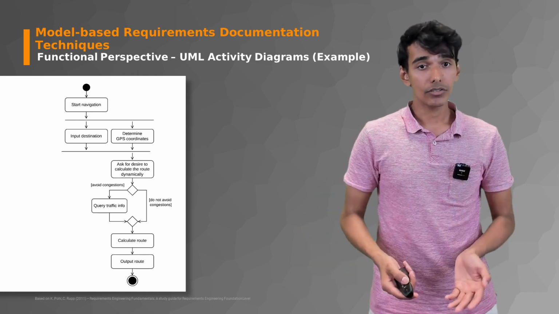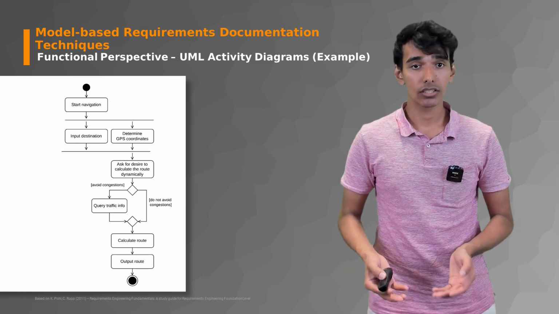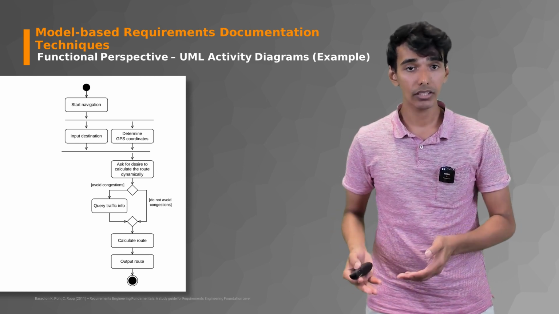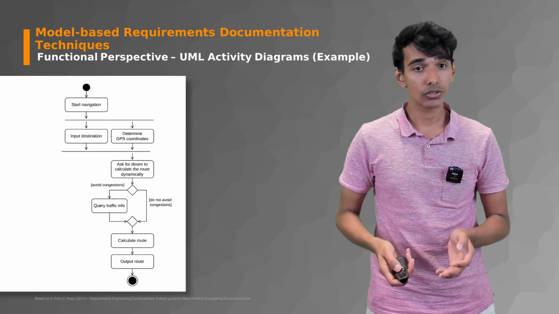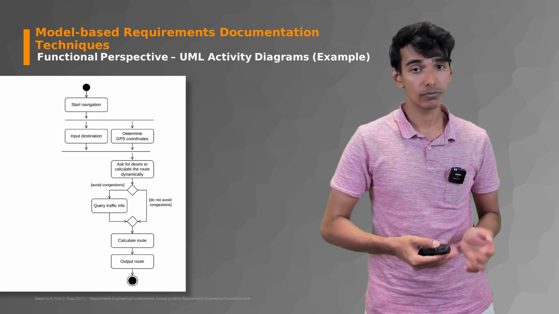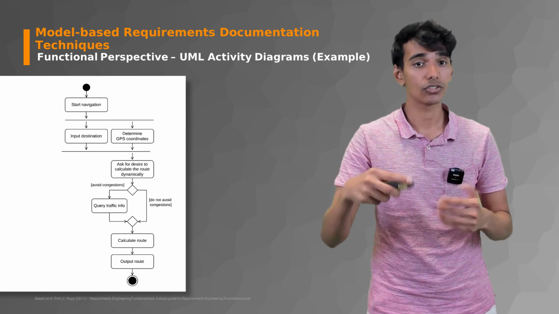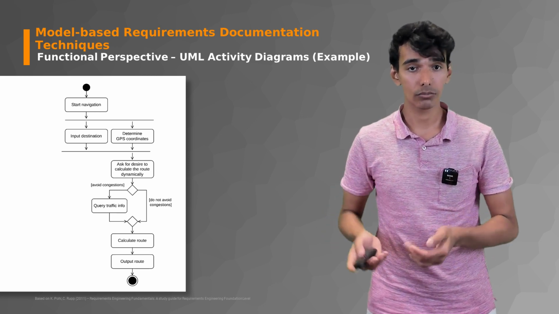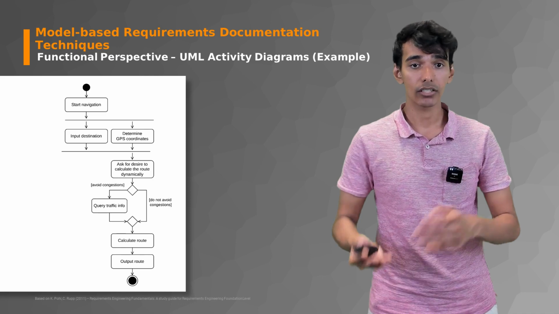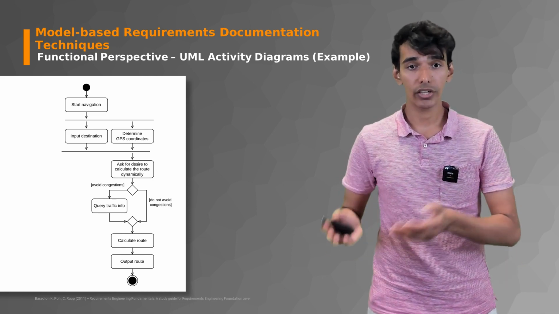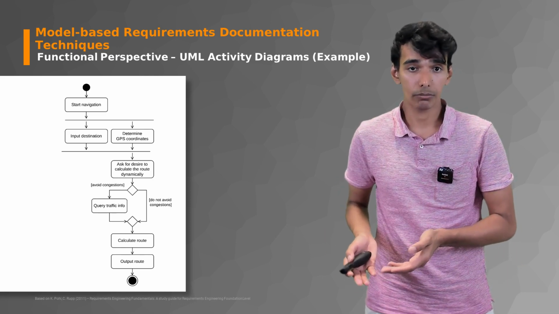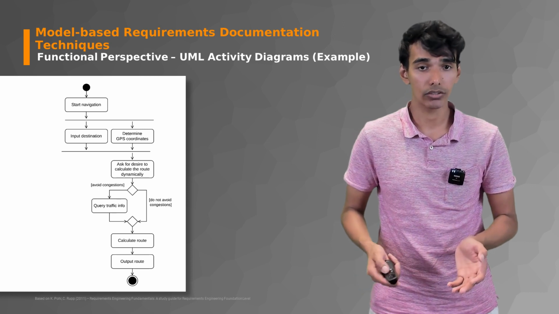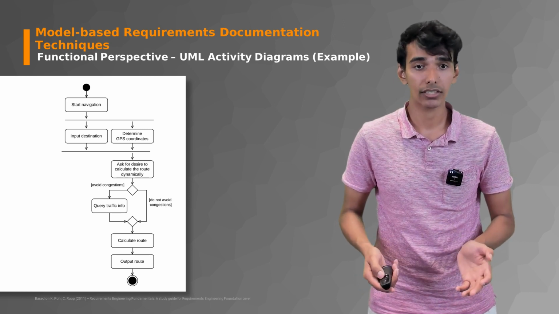Once this happens, the system can ask for the desire to calculate the route dynamically. If the user wants to avoid congestions, there's a statement that determines which direction the flow of your system is going to go. Either it queries the traffic info, or it does not avoid congestions at all and just goes on to calculate the route. And essentially, that's how it works.